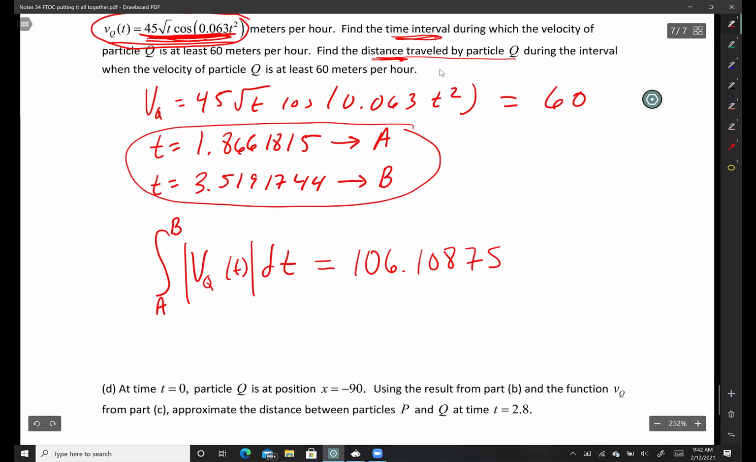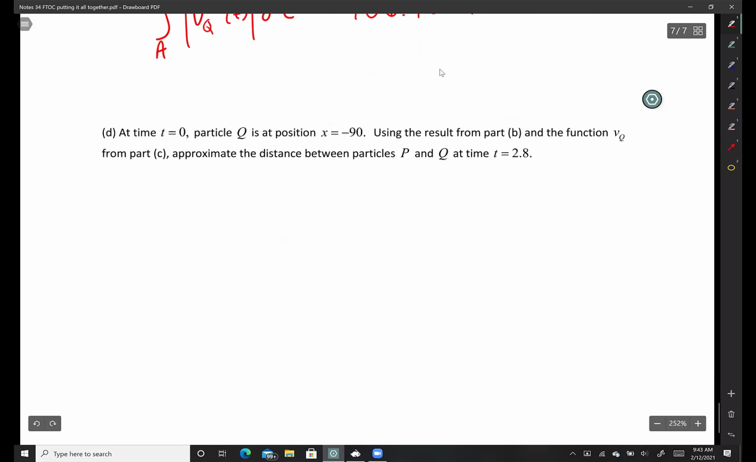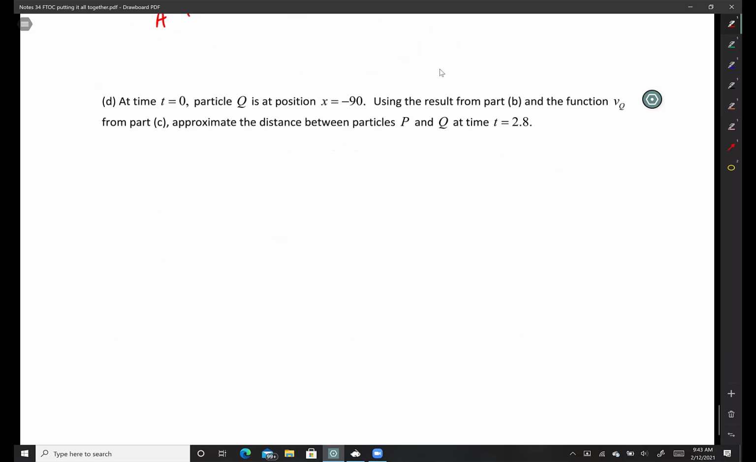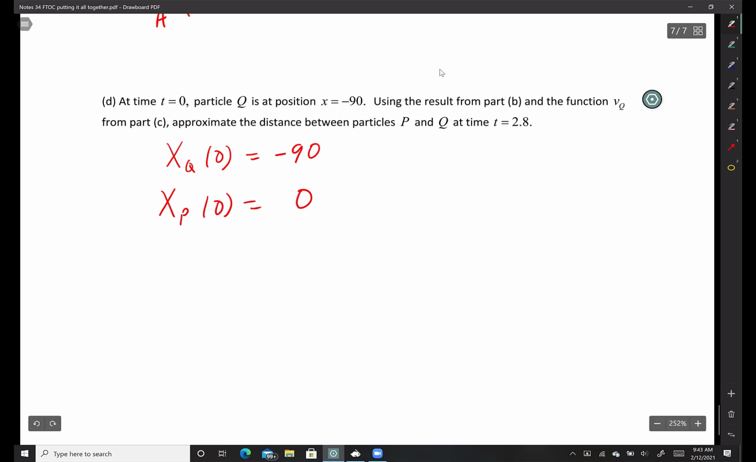Okay. All right, guys, let's go to this last one here. At time t equals 0, particle Q is at position negative 90. So I'm going to write x of Q at 0 is negative 90. Using the result from part B, and the function v of Q from part C, approximate the distance between particle P and Q. Particle P initially started at the origin, if I remember correctly.